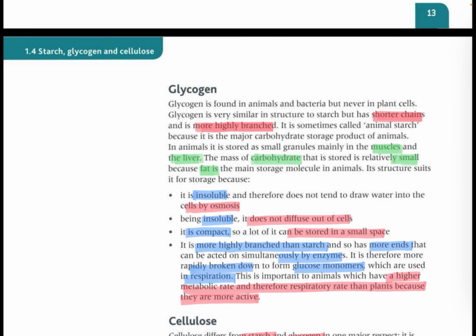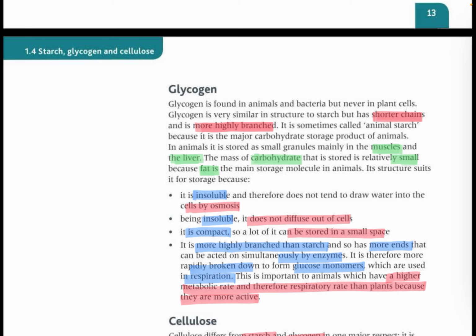Okay. Glycogen is found in animals and bacteria, and never in plant cells. I don't remember what fungi store, or what fungi have as an energy store. I'm going to look it up really quick. I think they have glycogen, yeah. I don't know why they didn't mention that here, but fungi also have glycogen.